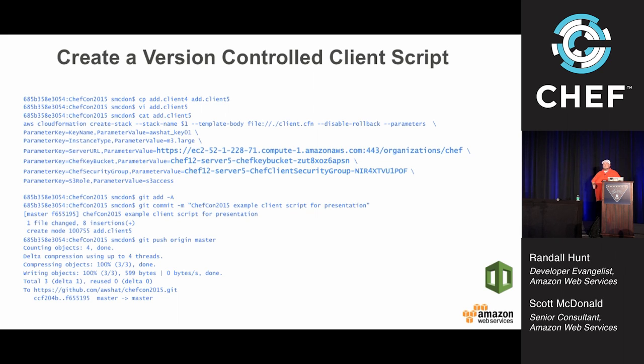and I'm simply going to copy it every time I add a new server to a different add client script, such as add client 5 in this case. And what I'm going to paste into the parameter section will be the outputs from server 5 to match for this client configuration. So for the parameter server URL for client 5, I passed in the HTTPS URL for our EC2 instance for that Chef server. And I also paste in the parameter values for the Chef key bucket that's unique, and also for the Chef security group, which is unique for the clients.